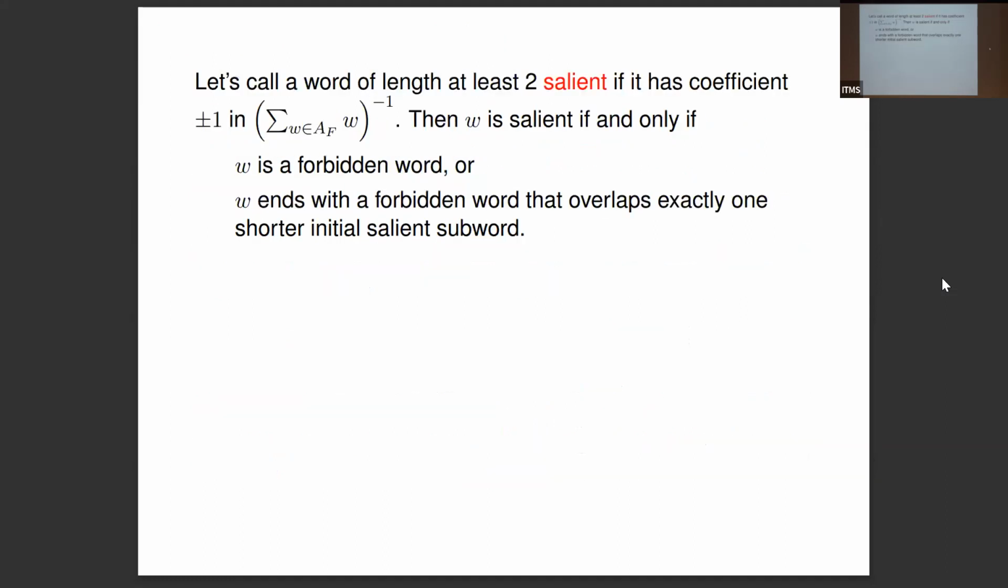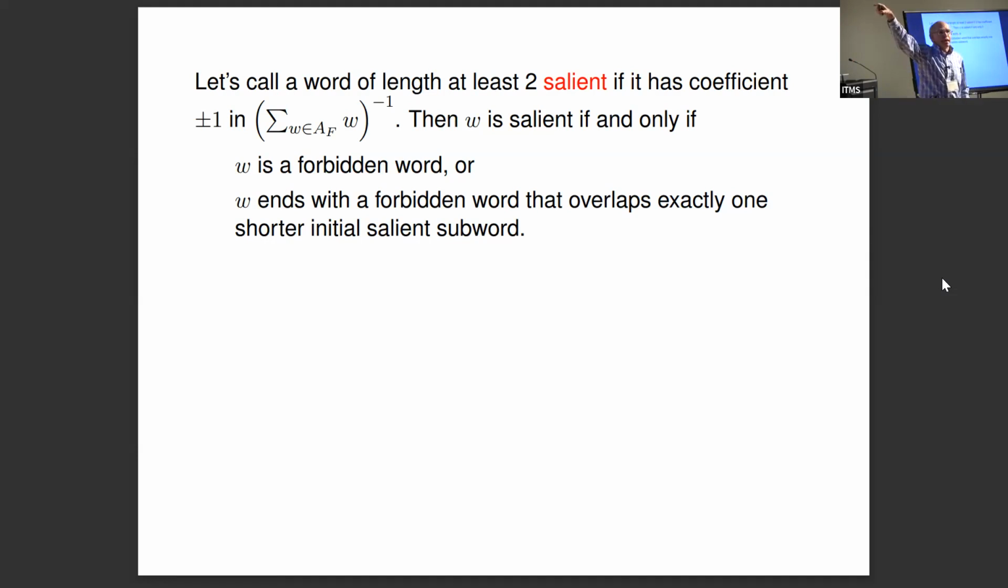And so, to restate this in terms of words, I'll say that a word of length 2 is salient if its coefficient is plus or minus 1 in this sum that I'm interested in. So from what I just said about the recurrence, we get that W is salient if and only if either it's a forbidden subword, in which case this coefficient is going to be 1, or it ends with a forbidden word that overlaps with exactly one shorter initial salient subword.